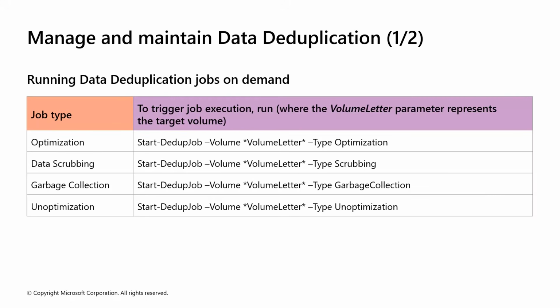You can run data deduplication jobs on demand using PowerShell. Job types include optimization, data scrubbing, garbage collection, and unoptimization. Running these jobs as needed helps maintain storage efficiency and data integrity.